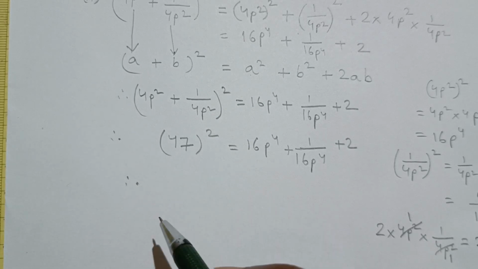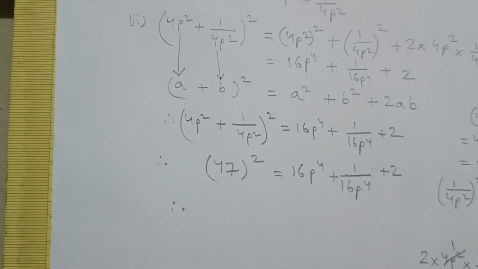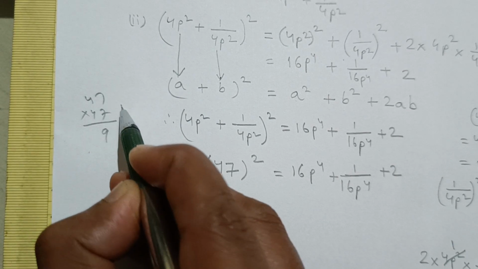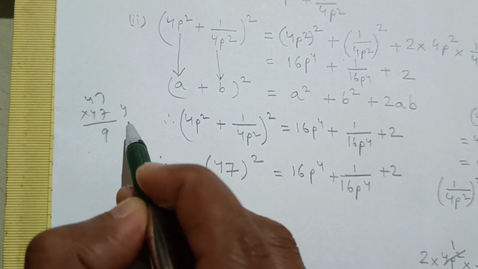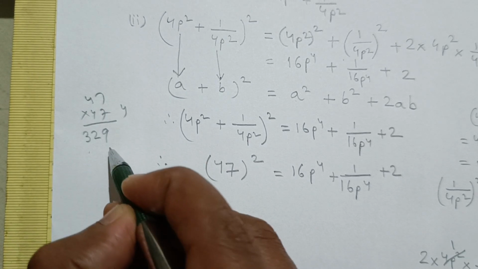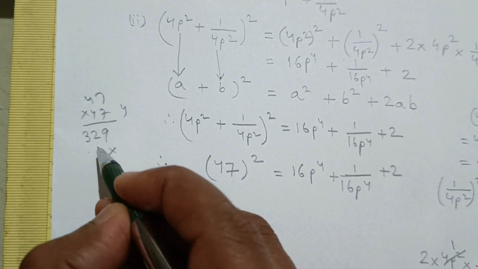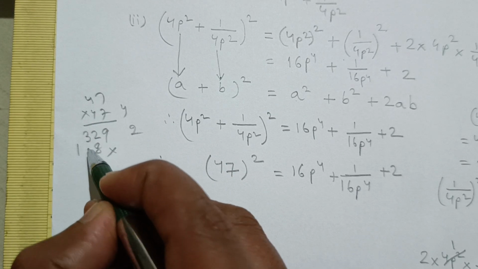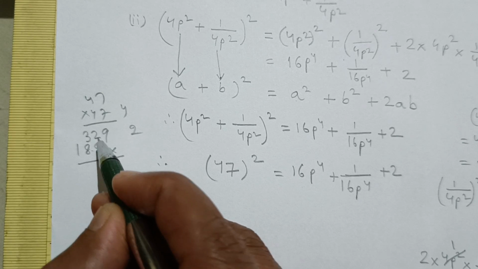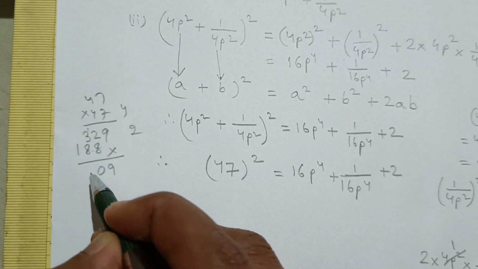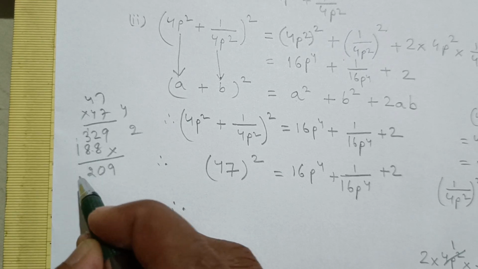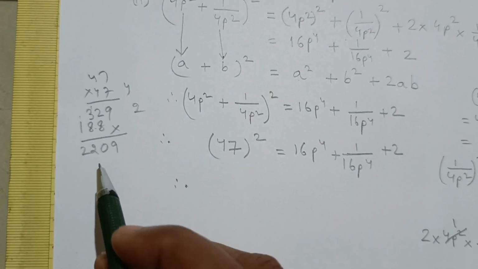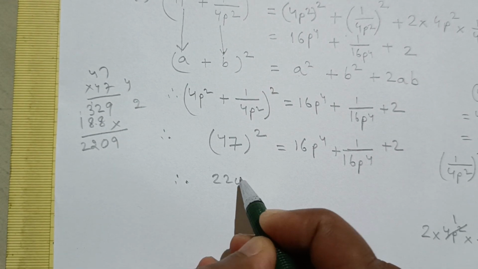Now 47 whole square. How much is 47 squared? Let us do it over here. 47 into 47. 7 into 7 is 49. Carry forward 4. 7 into 4 is 28. 28 plus 4 is 32. Now 4 into 7 is 28. Carry forward 2. 4 into 4 is 16. 16 plus 2 is 18. So it becomes 9. 8 plus 2 is 10. Carry forward 1. 1 plus 3 is 4. 4 plus 8 is 12. Carry forward 1. 1 plus 1 is 2. So 2209. 47 into 47 is 2209. So 47² is 2209.